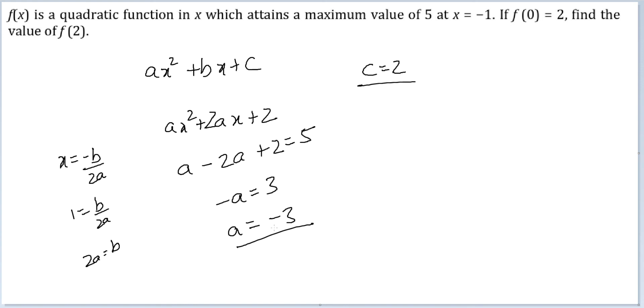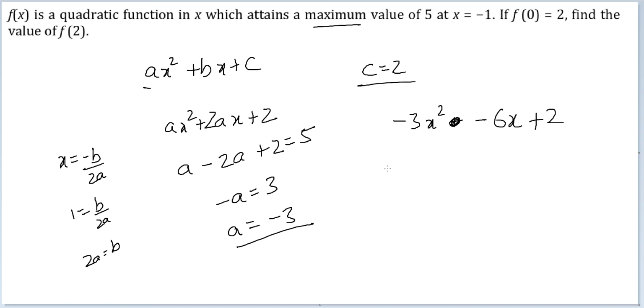This is also wonderful, the fact that you are getting the coefficient of x square as negative, only then can you get a maximum. So the final expression that we're dealing with is minus 3x square, then we have 2a is equal to minus 6, so minus 6x plus 2.